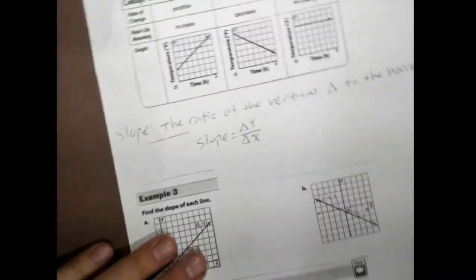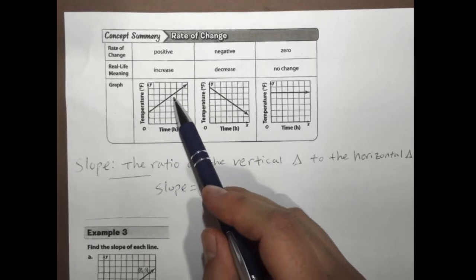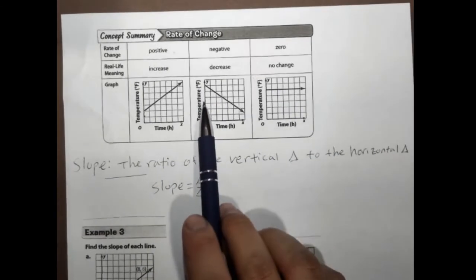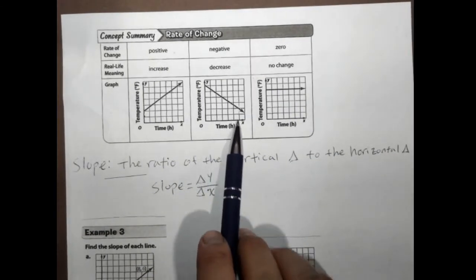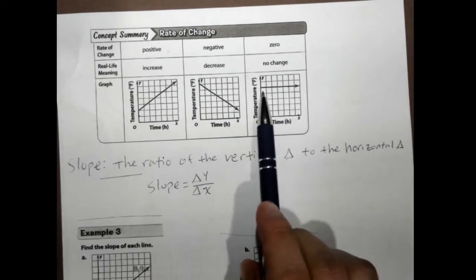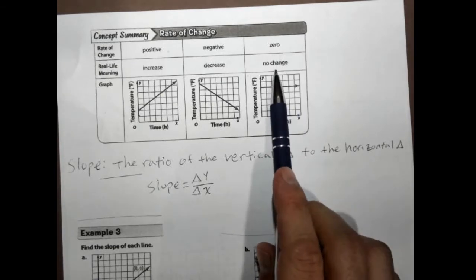Let's look at example 3. So this just shows rate of change. We see that left to right, if our line's going up, it's a positive rate of change. It's increasing. Left to right, if it's going down, it's a negative rate of change, decreasing. And if it's horizontal, we call that the 0 or no change.